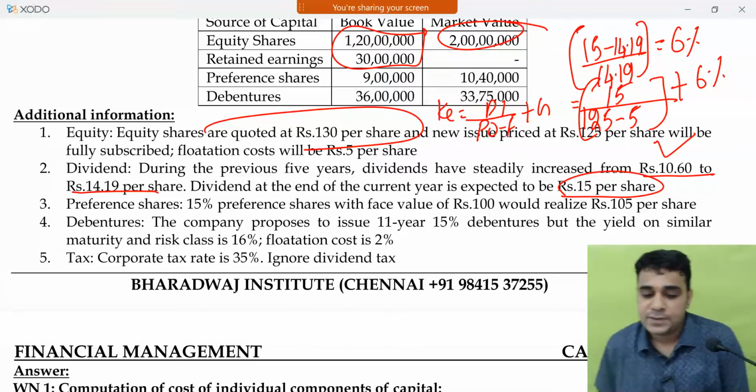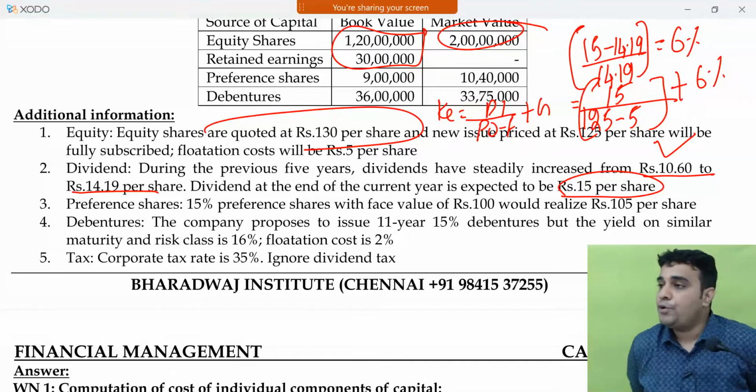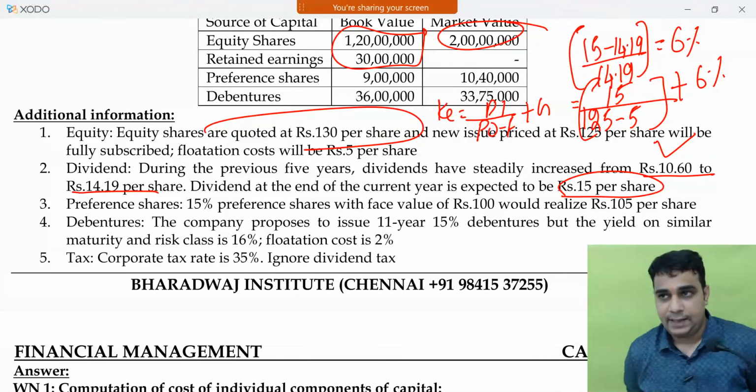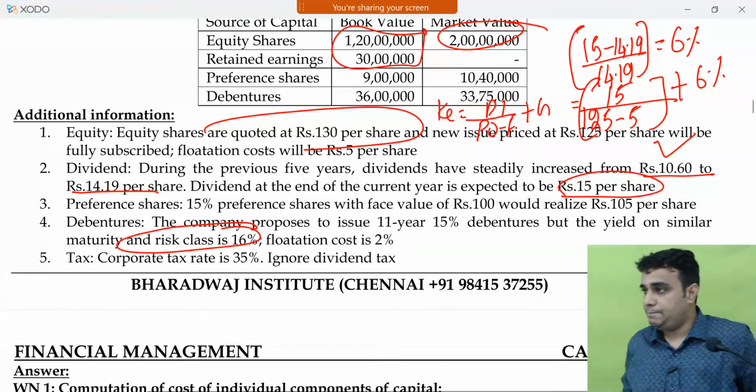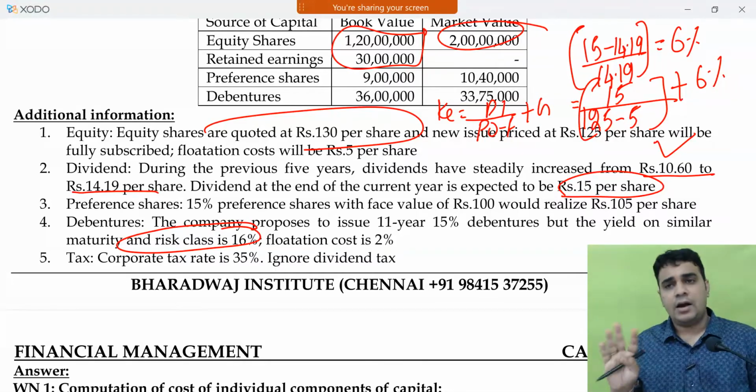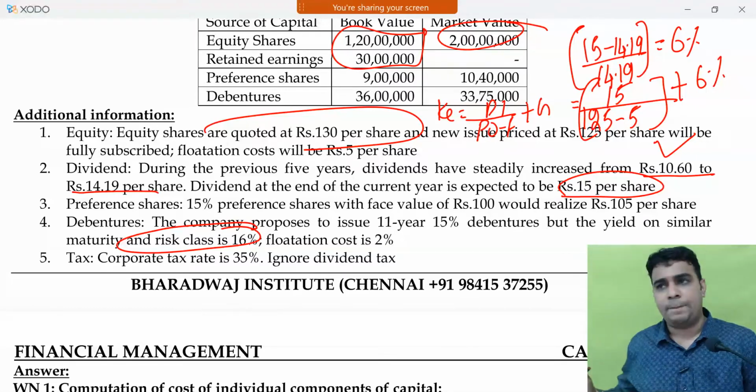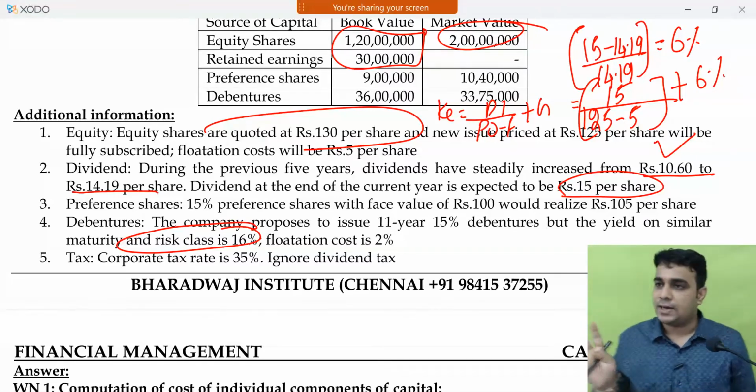The other problem is with the debenture. The company proposes to issue an 11-year 15% debenture, but the yield on similar maturity and risk classes is 16%. Listen, I normally say if you don't have the issue price, you assume issue at par and all, and that is fine. This question, that logic is not going to work out.